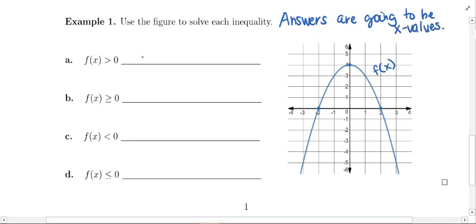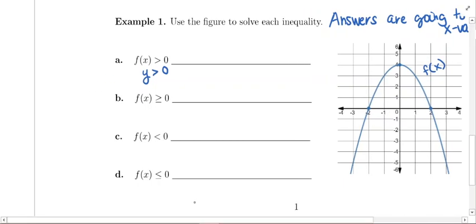Okay, so basically when you look at part A here, what you need to remember is that f of x is the same thing as y. Okay, so part A is asking where are the y values bigger than 0? Where do we have positive y values? Let me write that out to the side.